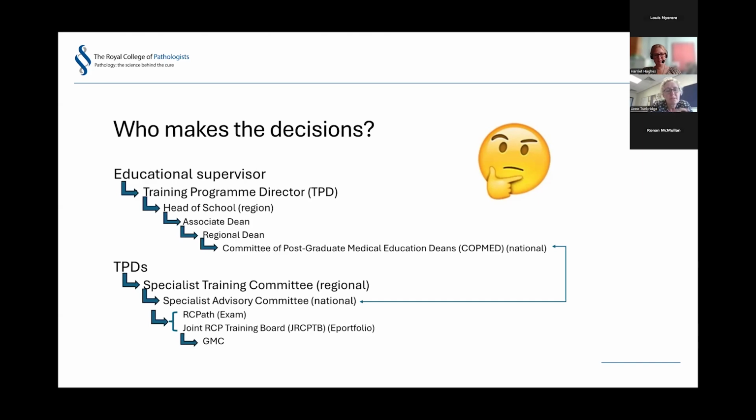The reason to make you aware of this hierarchy is that we're all under supervision, if you like. So I can't make a unilateral decision about my program, but I can recommend it, and I would talk to my head of school. She would then escalate it up to the associate dean, or directly to the dean of the region, and he will sign it off. So it's very variable, but that does allow us to be quite responsive in our region. We know our regional needs and our training needs. We know our trainees, and if there's issues going on, then we act on them.